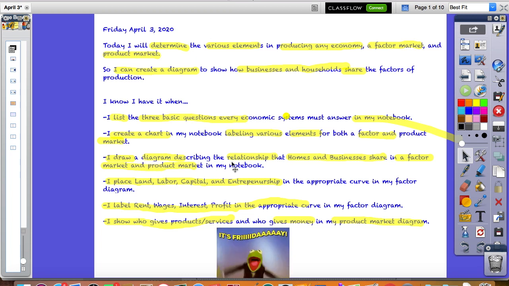You drew a diagram describing the relationships that homes and businesses share in a factor and product market. You placed land, labor, capital, and entrepreneurship in the curve. For the factor diagram, you put rent, wages, interest, profit in the appropriate curve, and then you showed who gives products, services, and who gives money in the market diagram. Okay, that is the product market diagram.